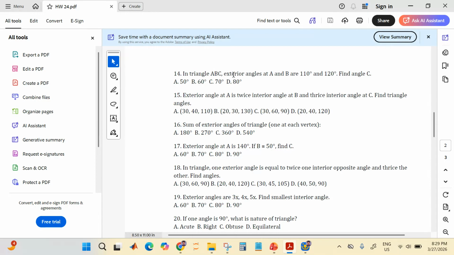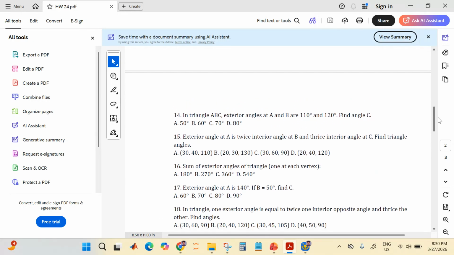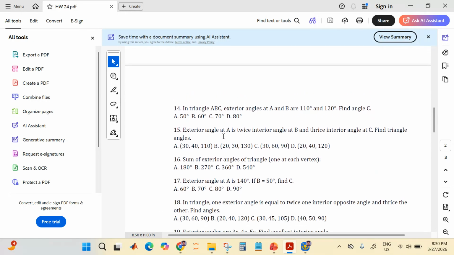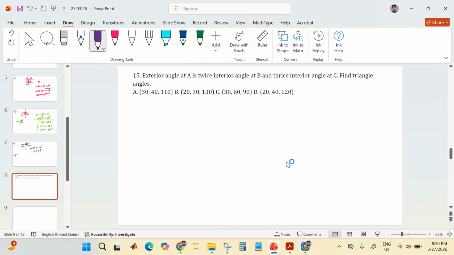In triangle ABC, exterior angles at A and B are 120 degrees. Find angle C. But what is it? Exterior angle at A is twice... Okay, basically ABC is a triangle. So first draw it. Suppose ABC is a triangle.